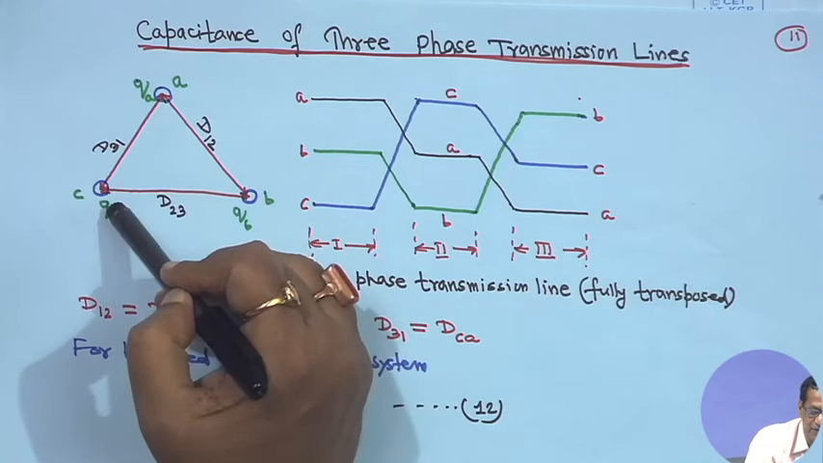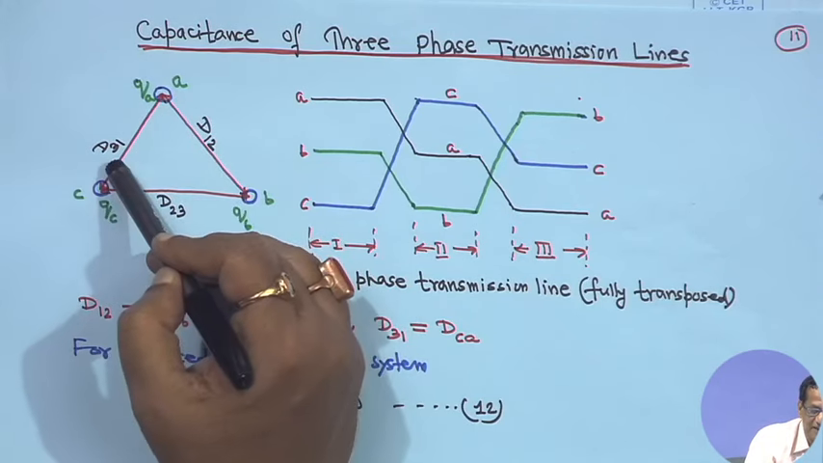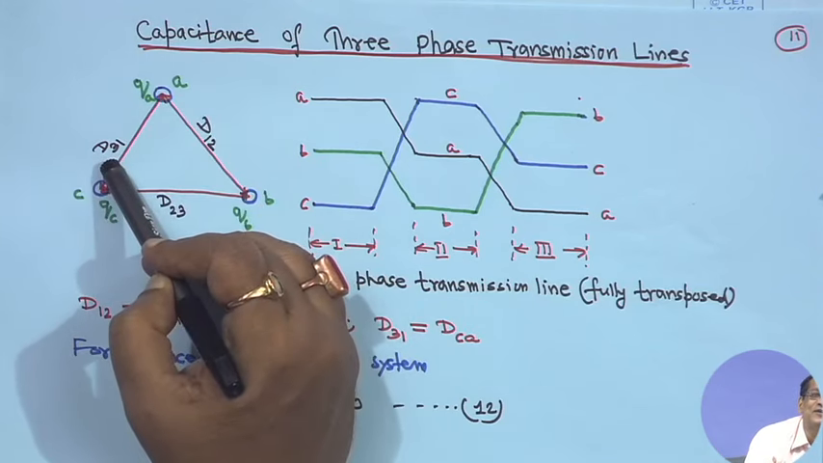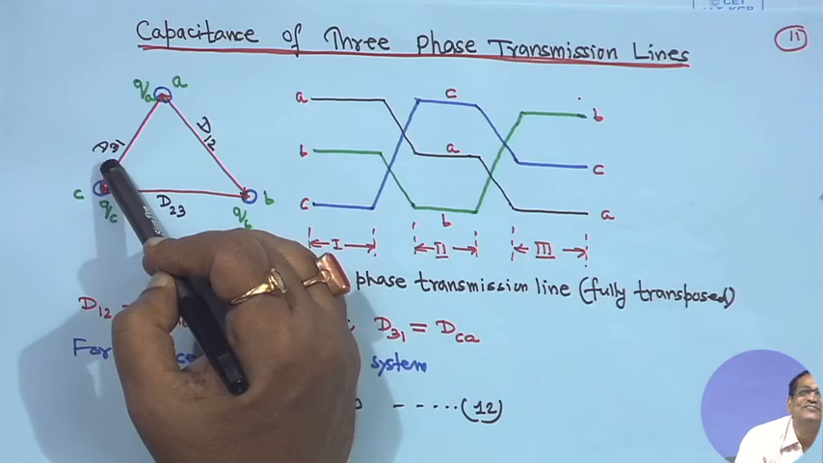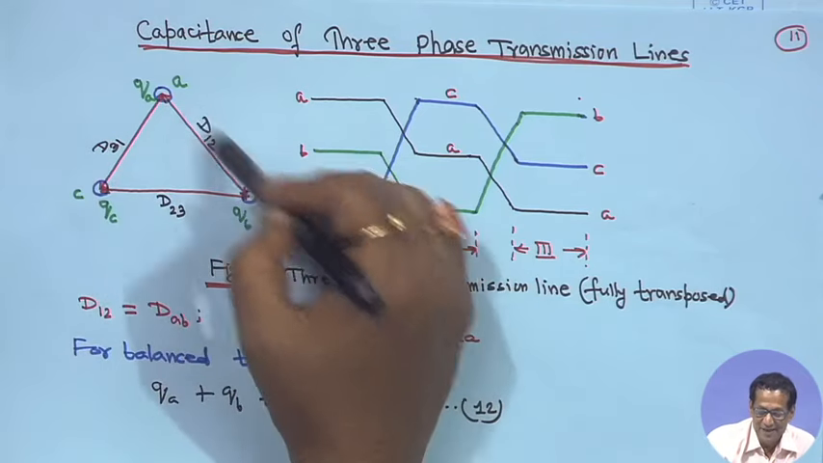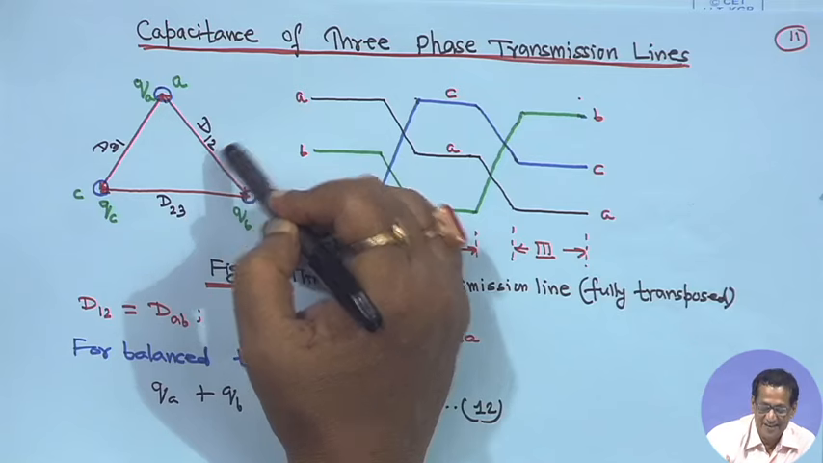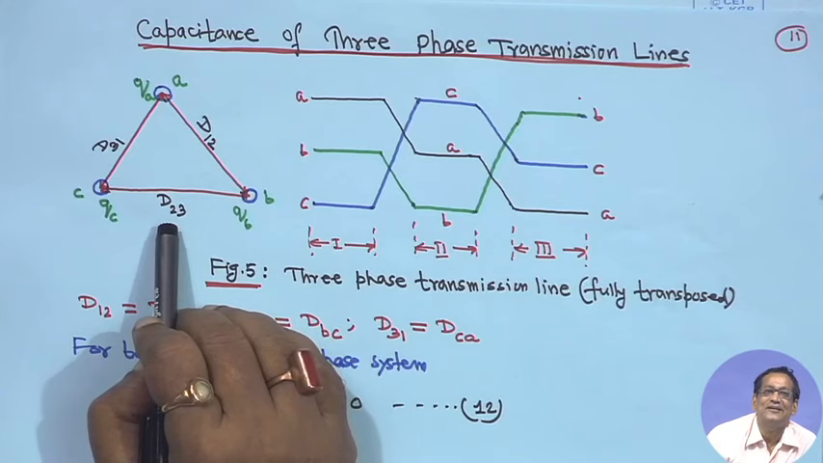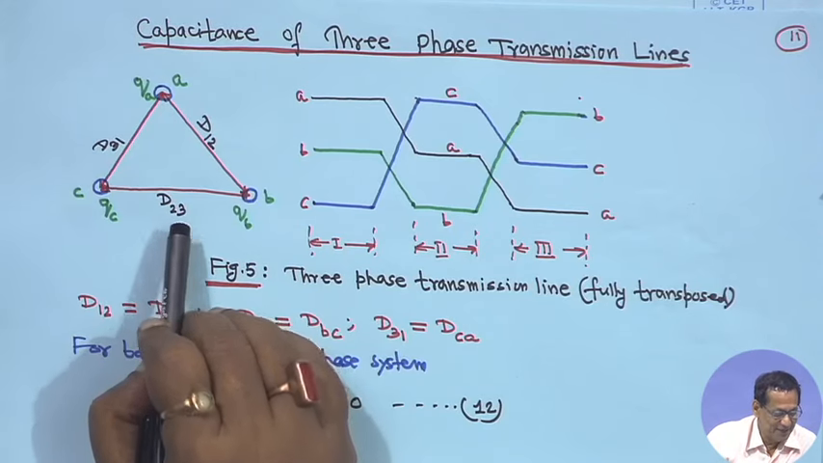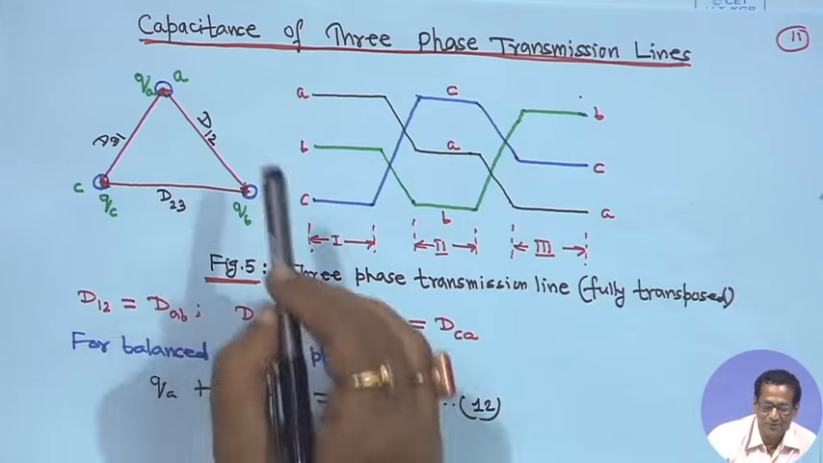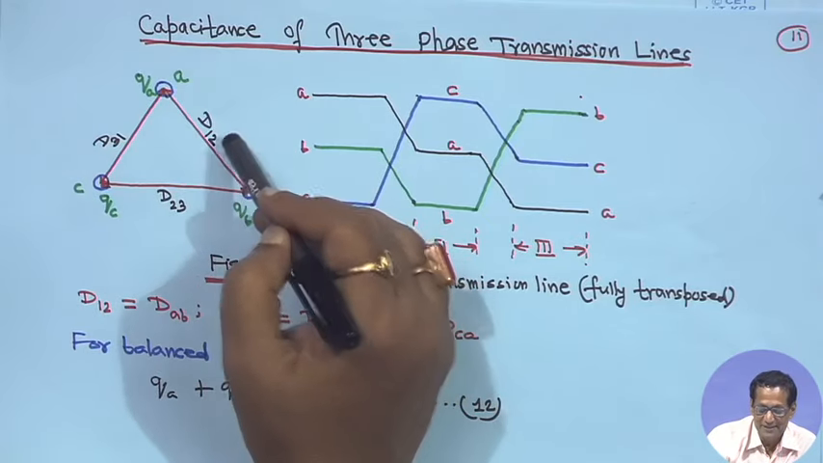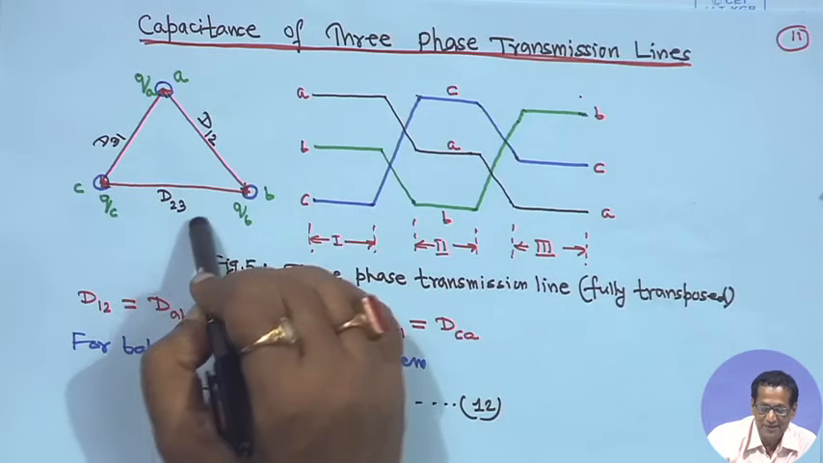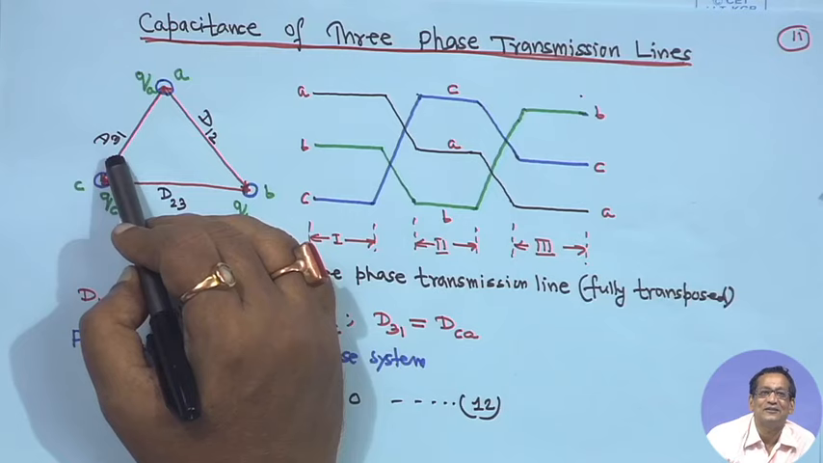The distance between A and C is D31, that means DAC is D31. I have not written it, but I am telling it from my mouth, so you will know it. Similarly, DAB is equal to D12, and DBC is D23. I am not making it here, but at the time of derivation we will see. If you want you can make it: DAB is equal to D12, DBC will be D23 and DCA will be D31.